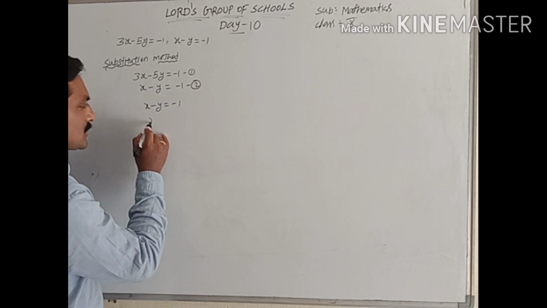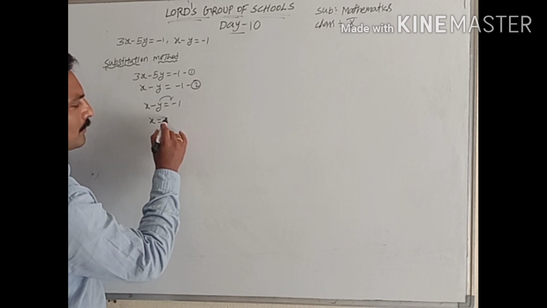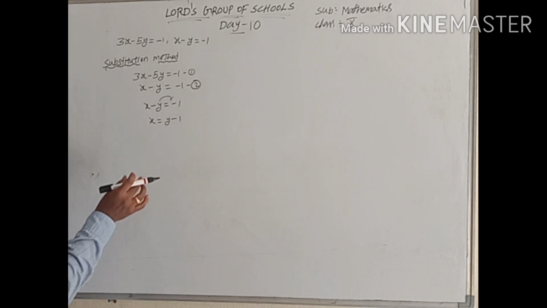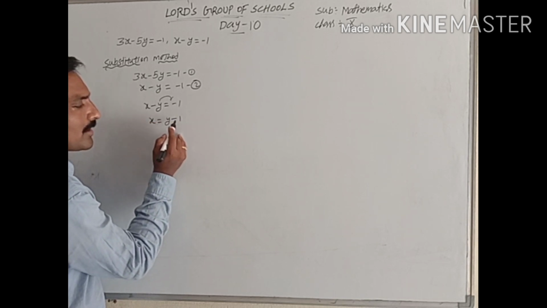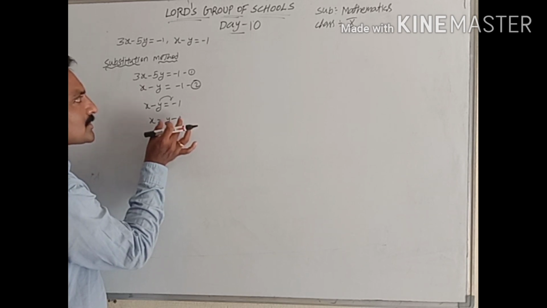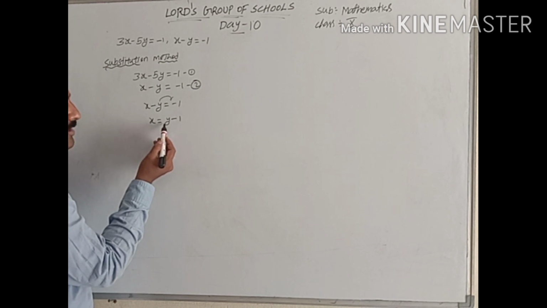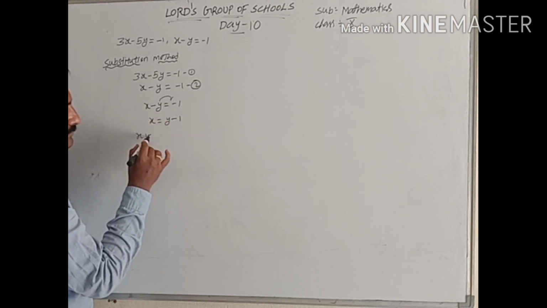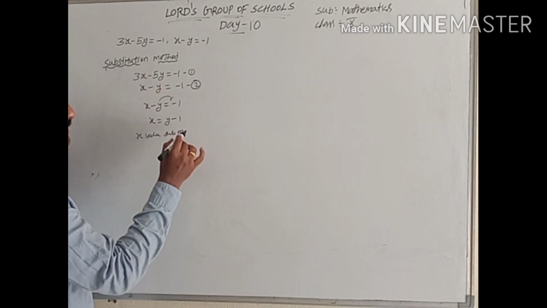Now x as it is I am writing. Minus y you have to transfer to this side, plus y. Already minus 1 is here. Now x is equal to y minus 1, so the x value is y minus 1. This value from the second equation, the x value, you substitute in the other equation, equation 1.